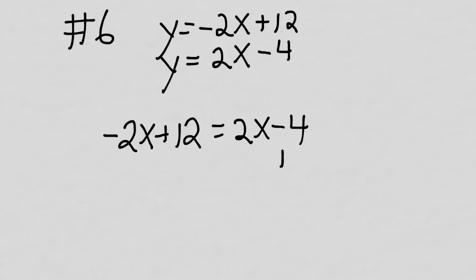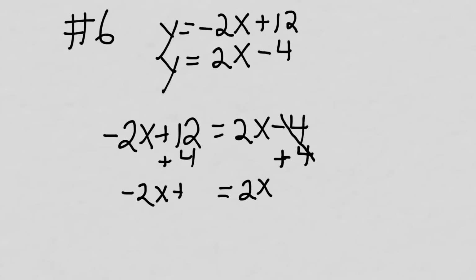First thing I'm going to do is get rid of the integers on the second side, the numbers on the second side. I'm going to add 4 to both sides. If I do that on the right, I'm just left with a 2x because the minus 4 plus 4 cancels out. On the left side, I have minus 2x plus 16.